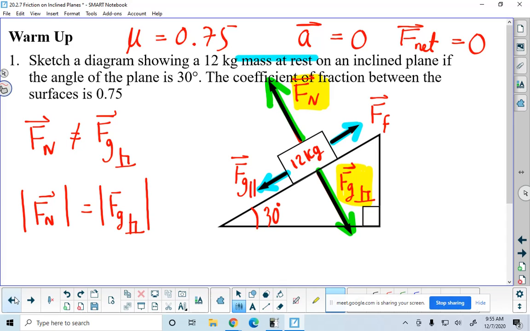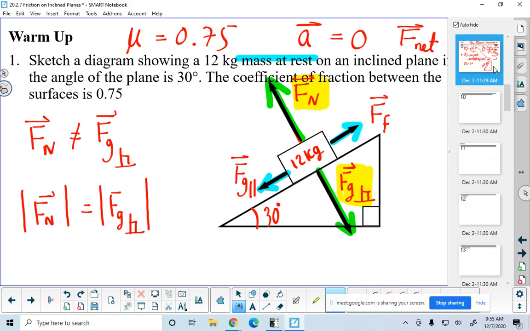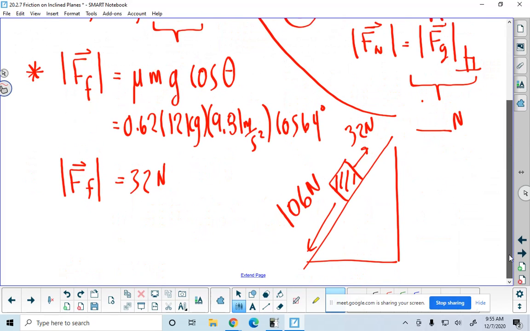They are if the object is at rest. But what Andrea and Taylor correctly pointed out here was that if we get 106 newtons for a parallel component towards the bottom of the ramp, but we've calculated the force of friction to be 32, there's a greater force down the ramp than the opposing force of friction, so it will accelerate.